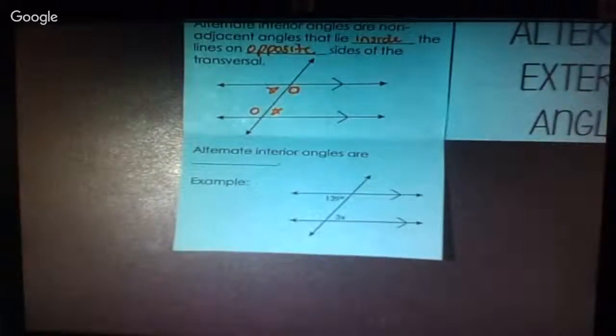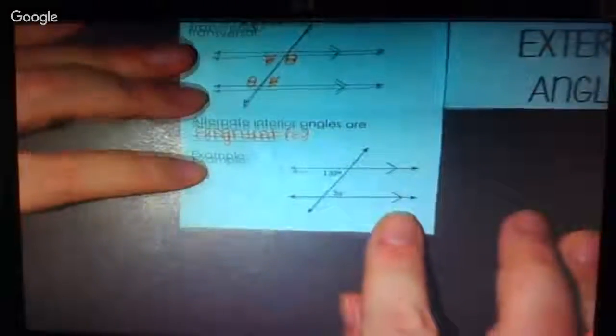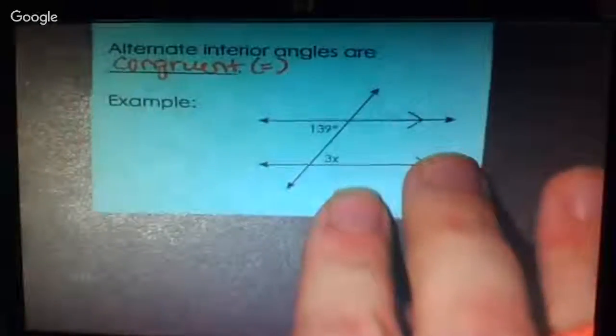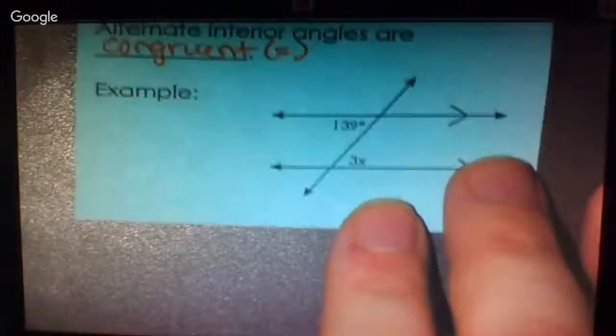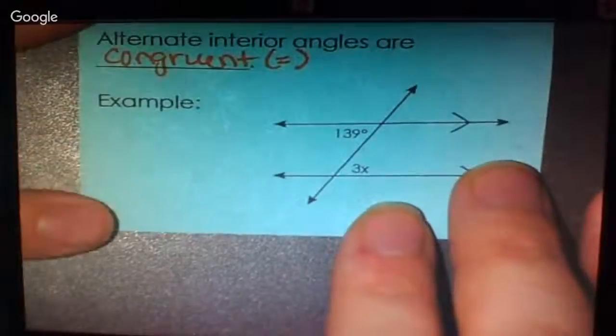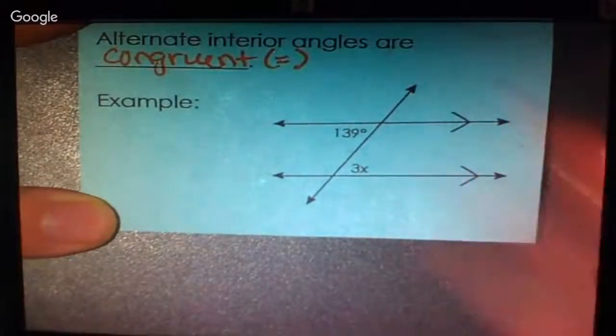Okay. Alternate interior angles are congruent. What does congruent mean again? Equal. They're equal or they're the same. So that means, I'm going to blow this up again because I'm sure some of you in the back can't see. Okay. They're congruent, so they're set equal to each other.